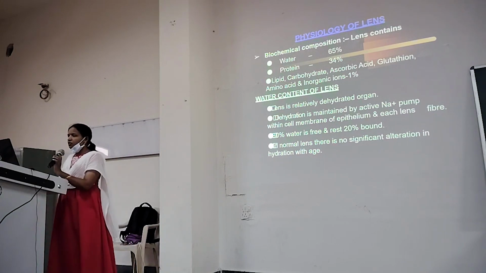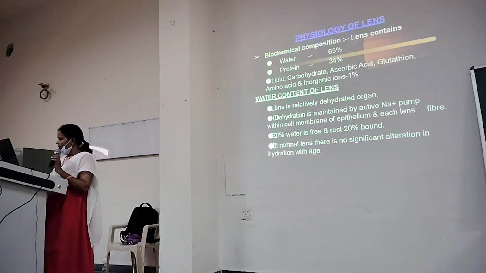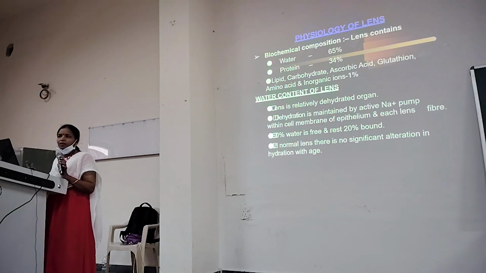Coming to the composition of the lens, it contains water 65%, protein 34%, and the remaining 1 or 2% is carbohydrates, lipids, amino acids, glutathione, etc. Though water content is 65%, the lens is always maintained in a dehydrated state. Only in that state will it be transparent. If it is hydrated, any breach in the lens capsule and entry of fluid into the lens will cause cataract.